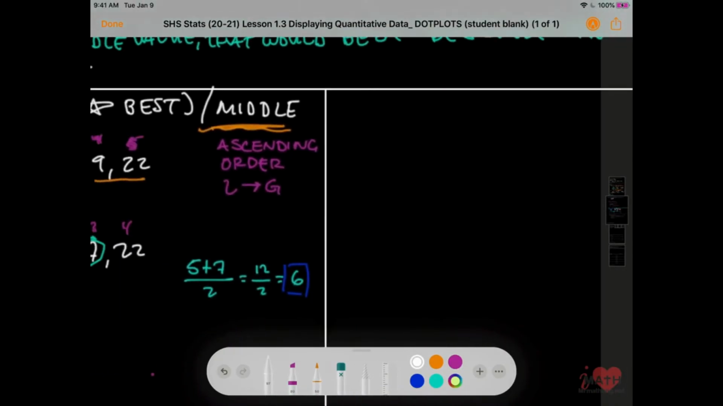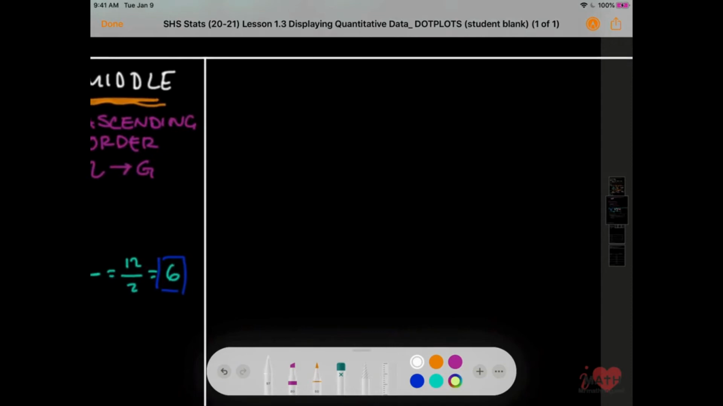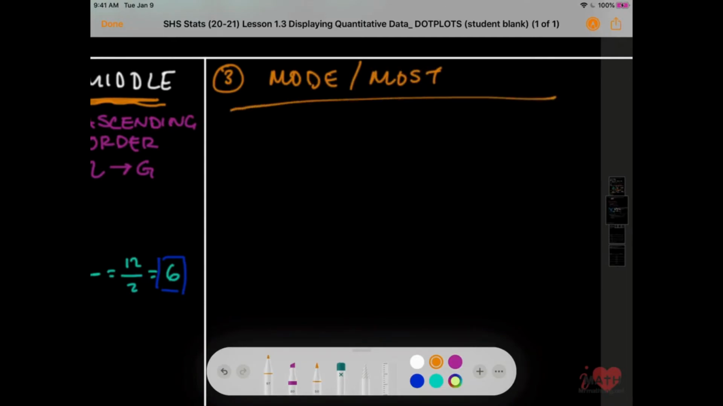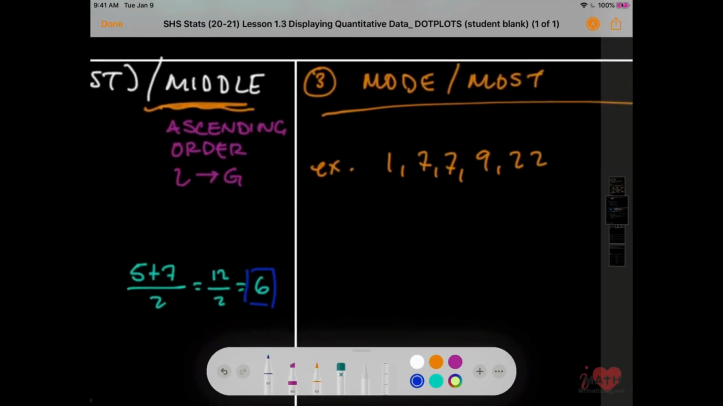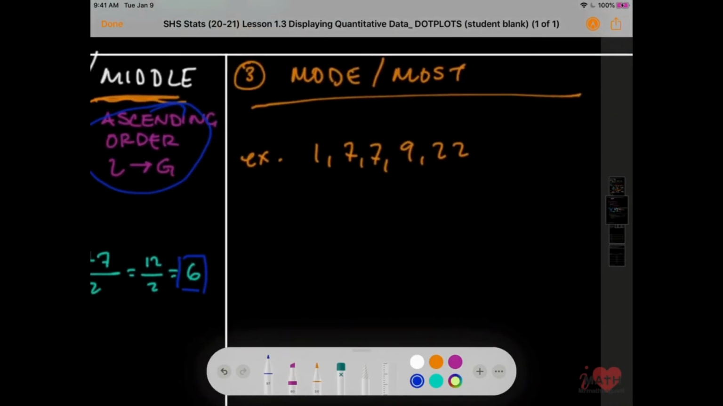Mean, median, and the last one is mode. So our third M is mode. And a word that helps you is most. What number comes up the most? Here's our example. I have 1, 7, 7, 9, and 22. And it doesn't matter, but a good strategy is you want to put your numbers in order. That way you can kind of see the numbers put together.